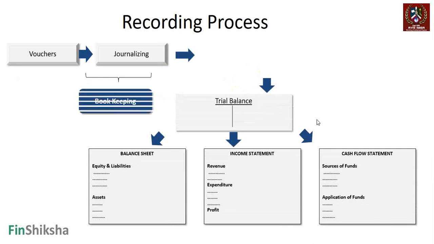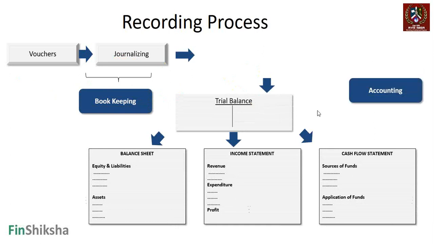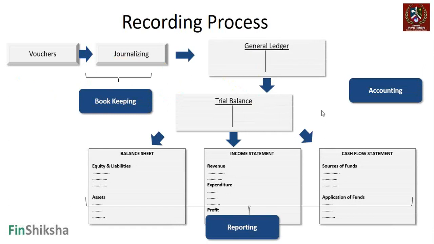Now, this journalizing process is basically known as bookkeeping, right? The process of creating the general ledger is called the accounting process. So from a journal you create a general ledger, and the ledger leads to a trial balance. We look at all these three in more detail in subsequent sections. This process of moving from a journal to a ledger and creating a trial balance is called accounting.